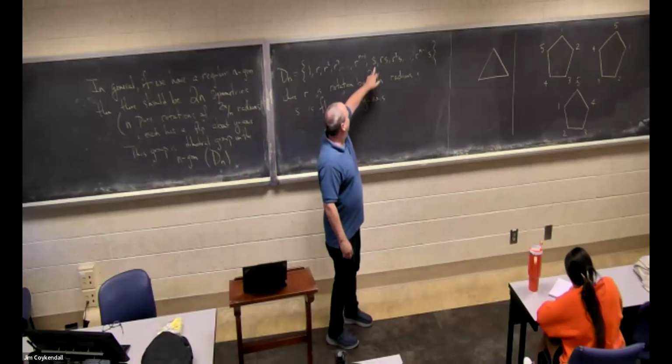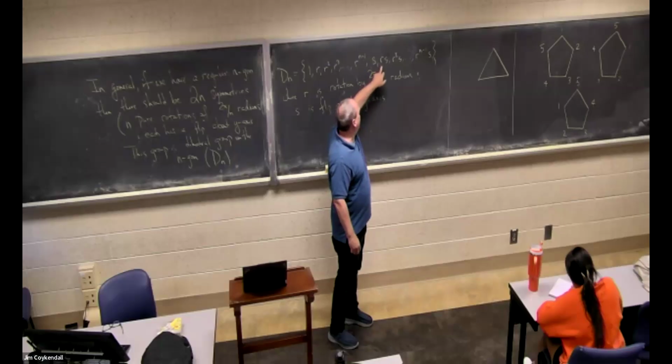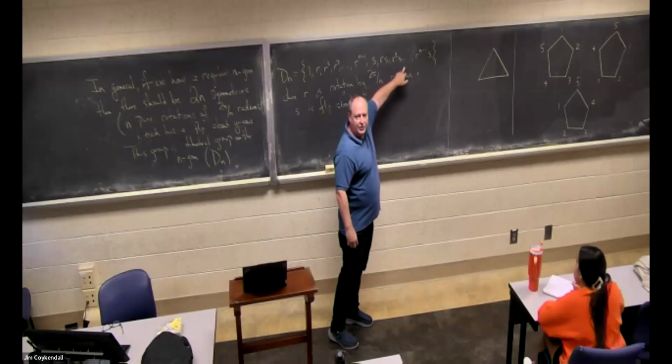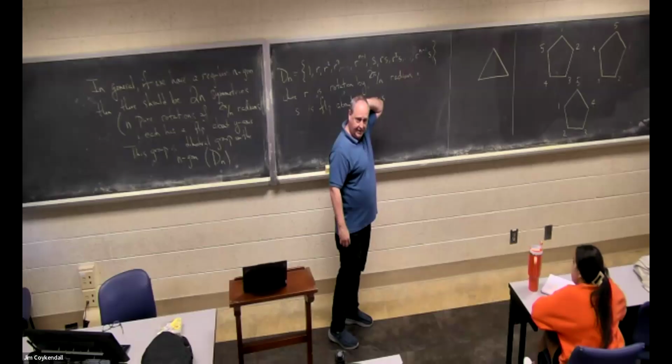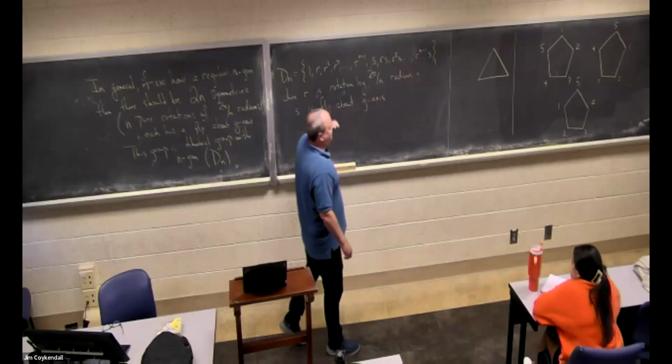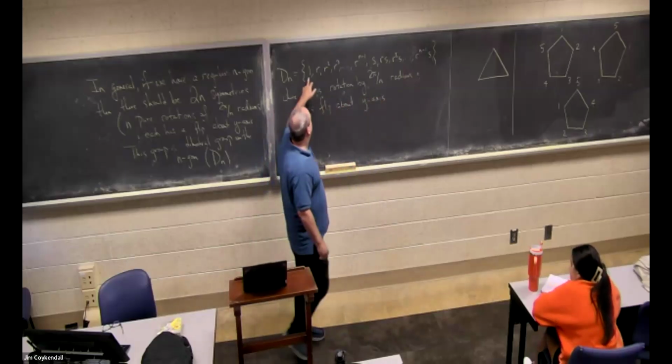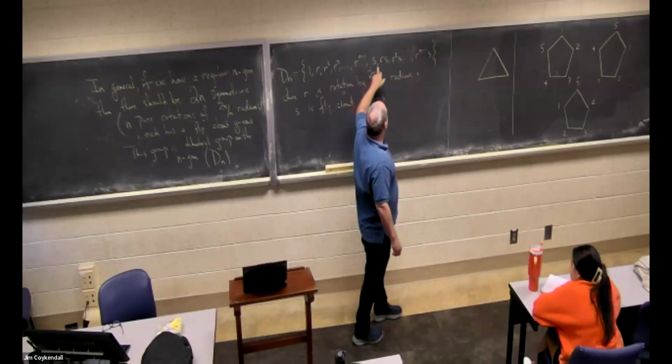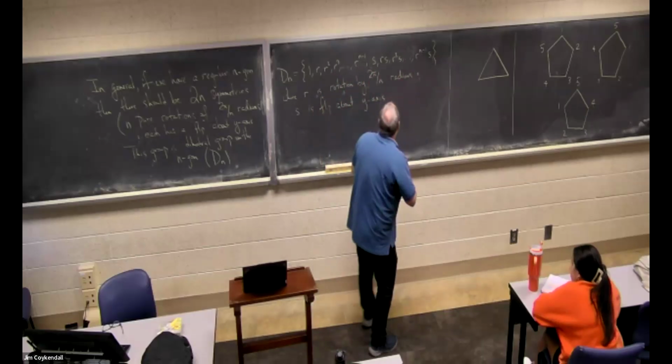And what is this? S means flip it. RS means rotate it and flip it. R squared S means rotate it twice and flip it, and so forth and so on. And this is like function composition. So this is all the standard rotations, and this is rotations with flip.